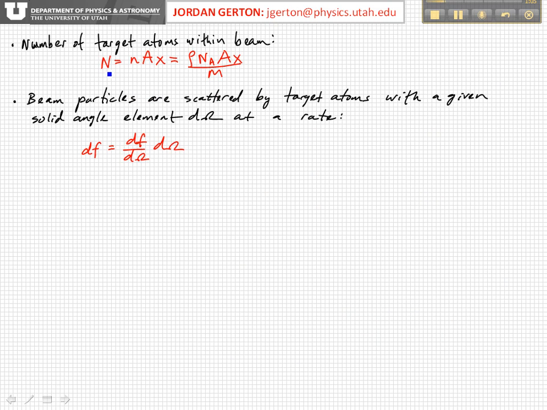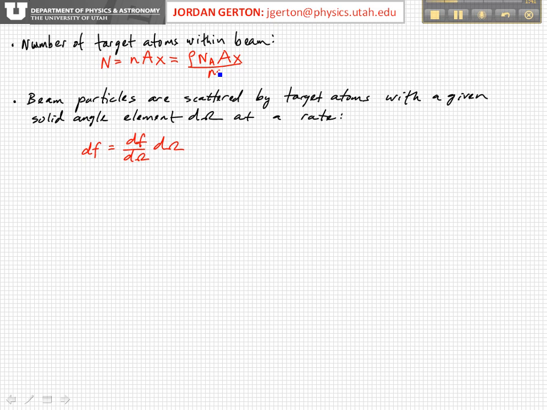Okay, so the total number of atoms within a beam is equal to the density, the number of atoms per unit volume, times the cross-sectional area of the beam, times the thickness of the target X. Okay, and so when you plug it in from the previous view graph, you get rho, the density, times Avogadro's number, times the cross-sectional area of the beam, A, times the thickness of the target X divided by the molar mass.